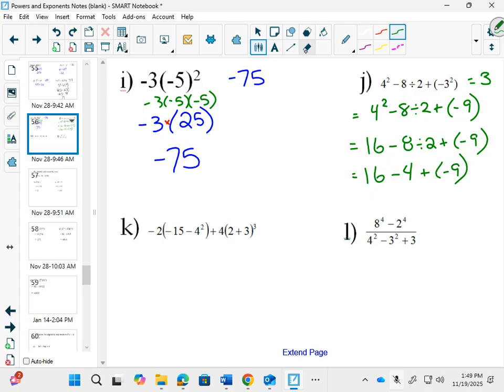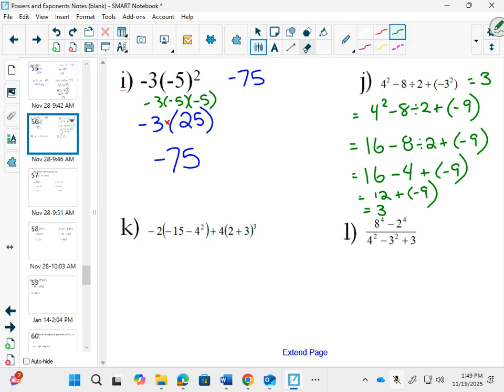Don't forget. And now adding and subtracting you can just do from left to right. 16 menos 4 es igual a 12. This will be 12 plus a -9. Adding a negative is like subtracting. And 12 minus 9 is 3.